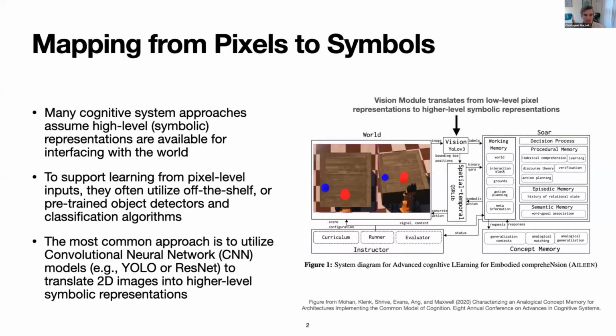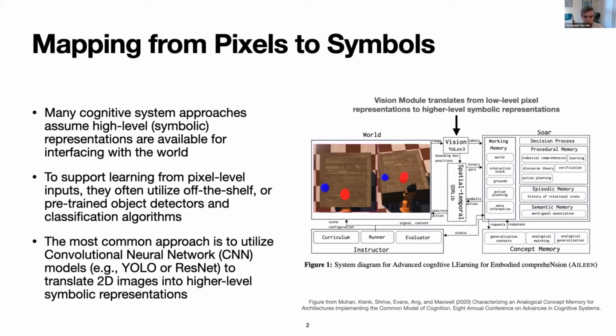So just to set the context for this, many cognitive system approaches often assume high-level symbolic representations are available for interfacing with the world. And to support learning from pixel-level inputs, they often utilize off-the-shelf or pre-trained object detectors and classification algorithms. I took this system diagram for the Aline system that was presented at this conference last year. And you can see here that they have this vision module that's using YOLO to translate the images coming in from the world into labels that are then being processed by SOAR.